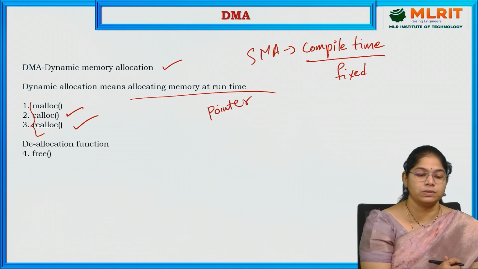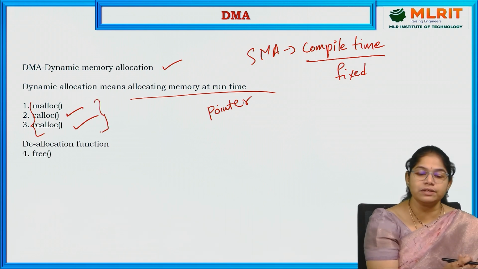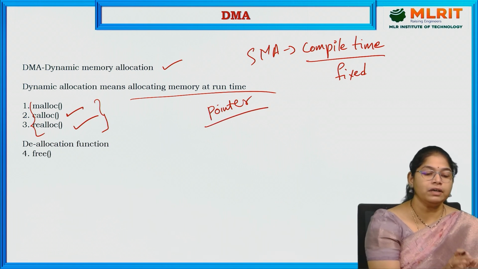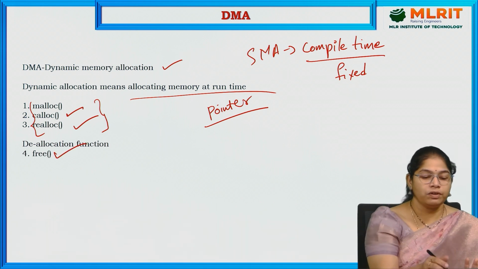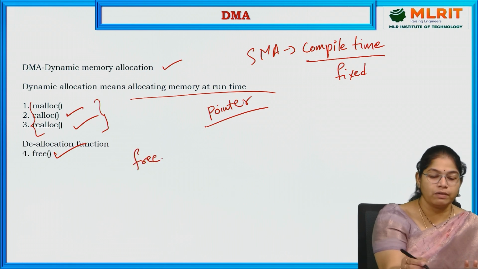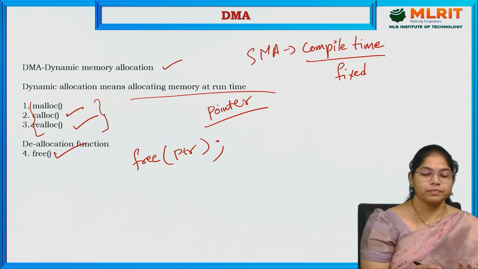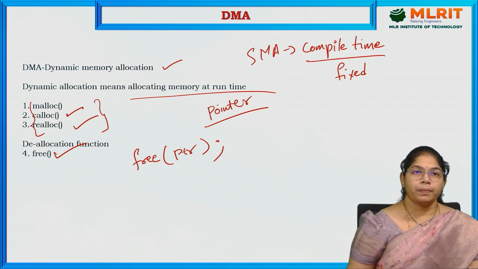realloc functions. On successful allocation of memory, these functions return a base address. To store that base address, we need a pointer. After we are done with the memory which is allocated by using these functions, we have to deallocate the memory using the free function. The free function syntax is just we have to write free and here the pointer name. So in DMA, the memory is allocated at runtime.